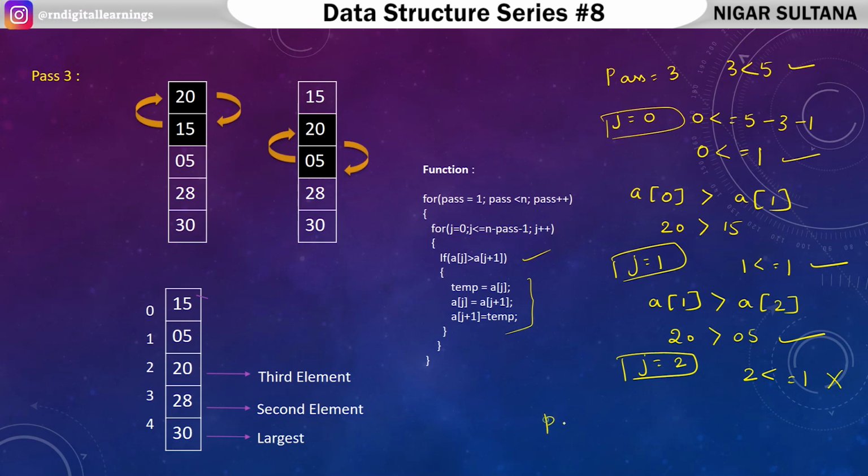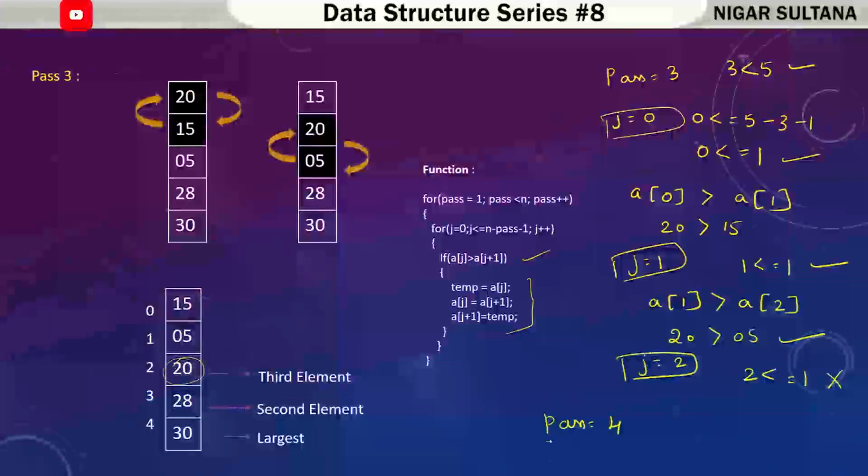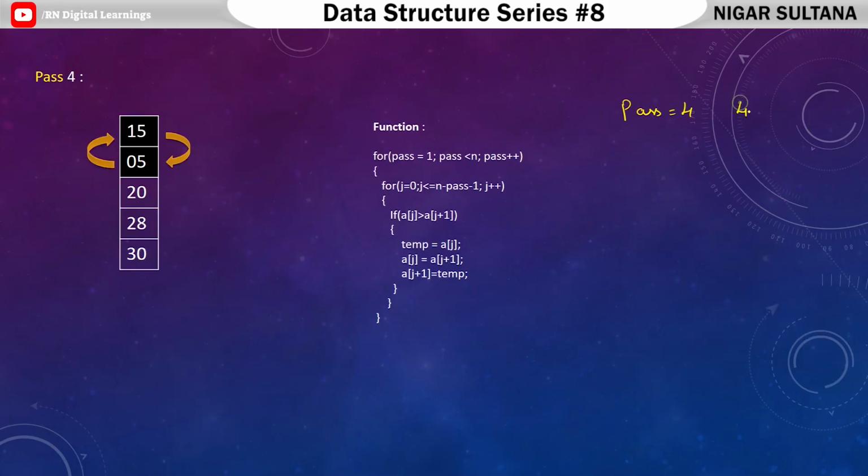Increment the pass. Pass value was 3. Now it is 4. At the end of this pass, my third largest value will be placed in the third largest index, that is second. Now 20 is placed at the second index. Pass value is 4. Is 4 lesser than 5? It's true. If it is true, enter into the loop.